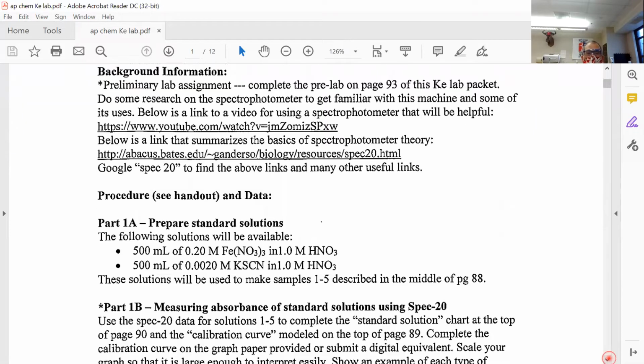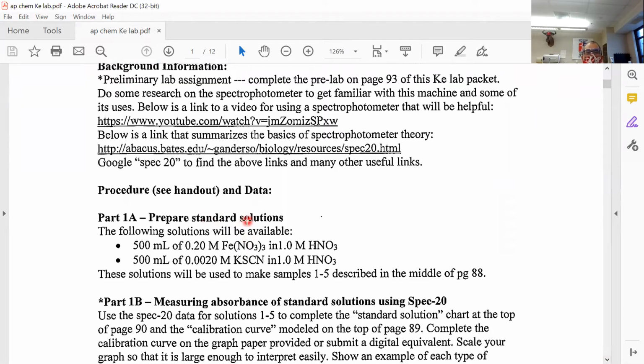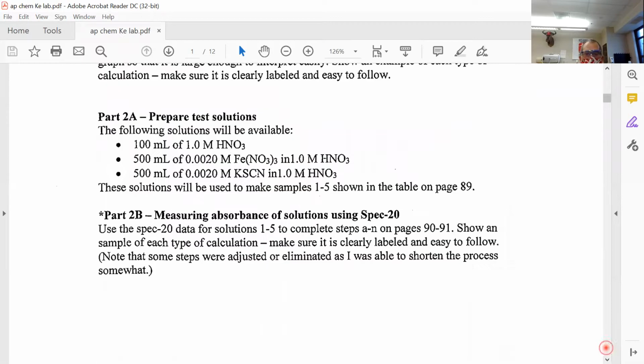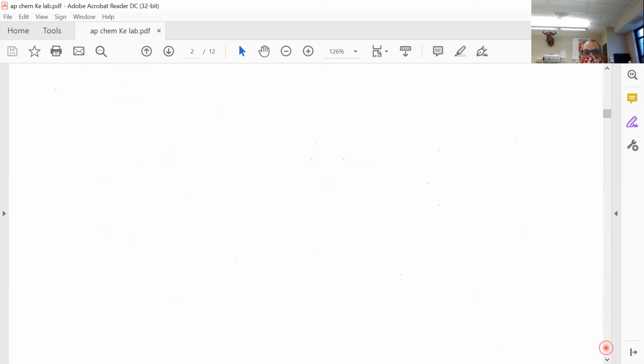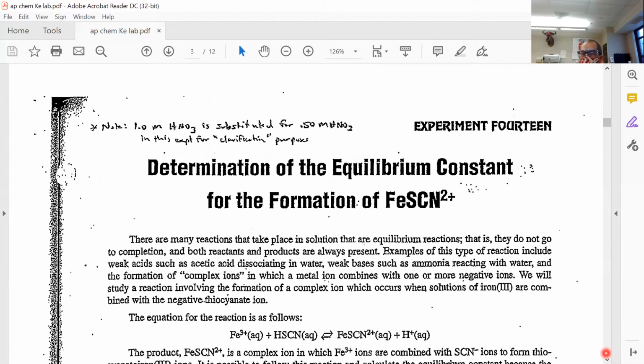We are going to prepare the standard solutions. We only have 2 of them today. One is 0.20 molar iron nitrate, and one is 0.0020 molar KSCN. So the KSCN is a lot smaller concentration. Note that instead of being completely in water, it's actually dissolved in an acid, and there is a reason for that too. So with that, I'm going to go to the third page and point something else out.